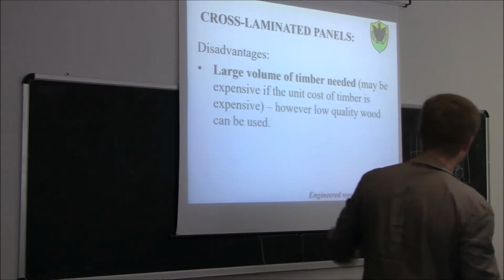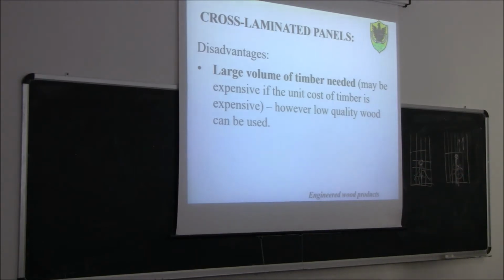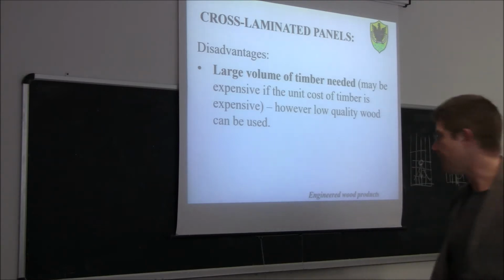However, low quality wood can be used. We said before that we can also use low quality wood because the presence of defects is not so critical as for glue laminated timber. So we can also think about using wood that otherwise we would just throw away. Very low quality wood that otherwise we would just use, for example, as firewood, can also be used for cross-laminated panel because their defects are less important.